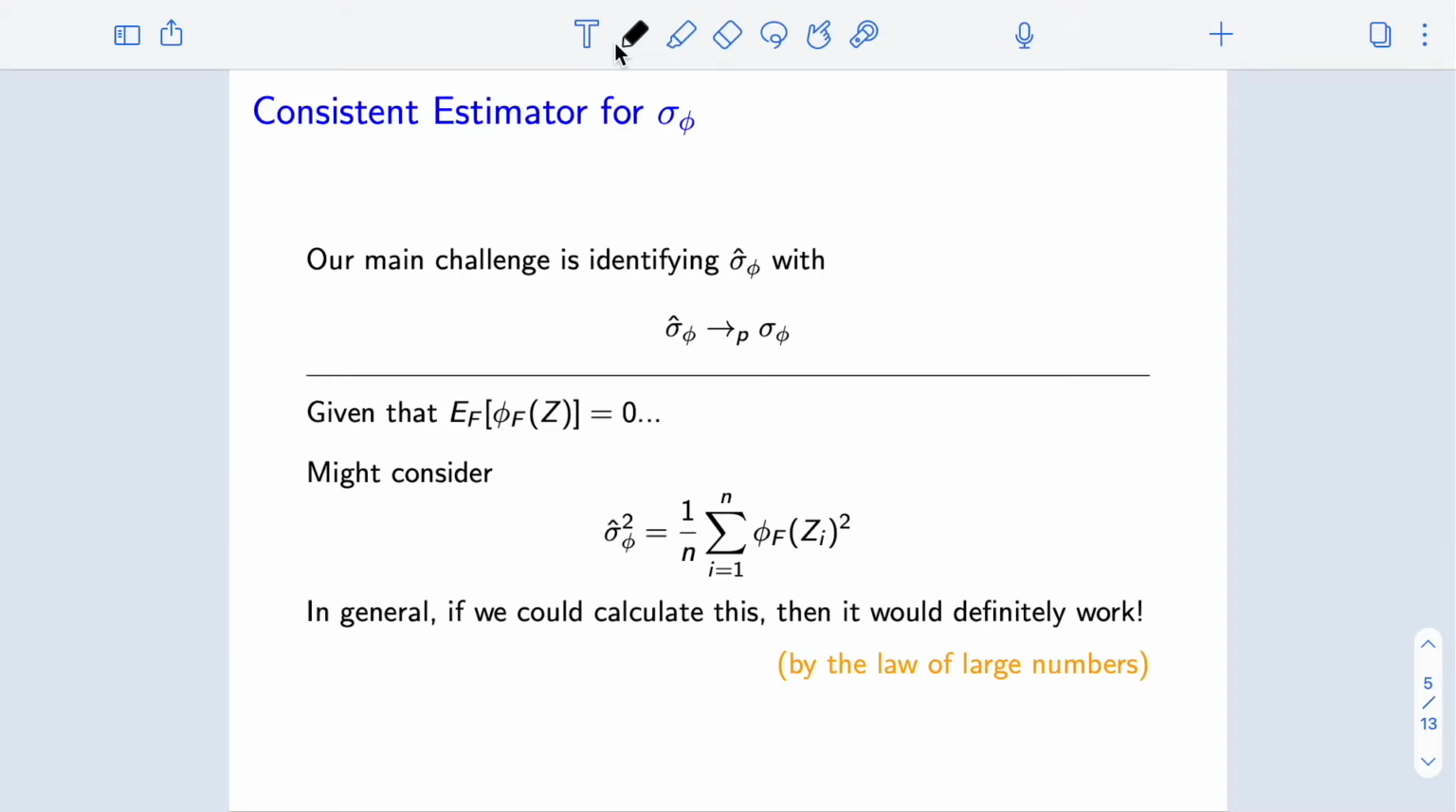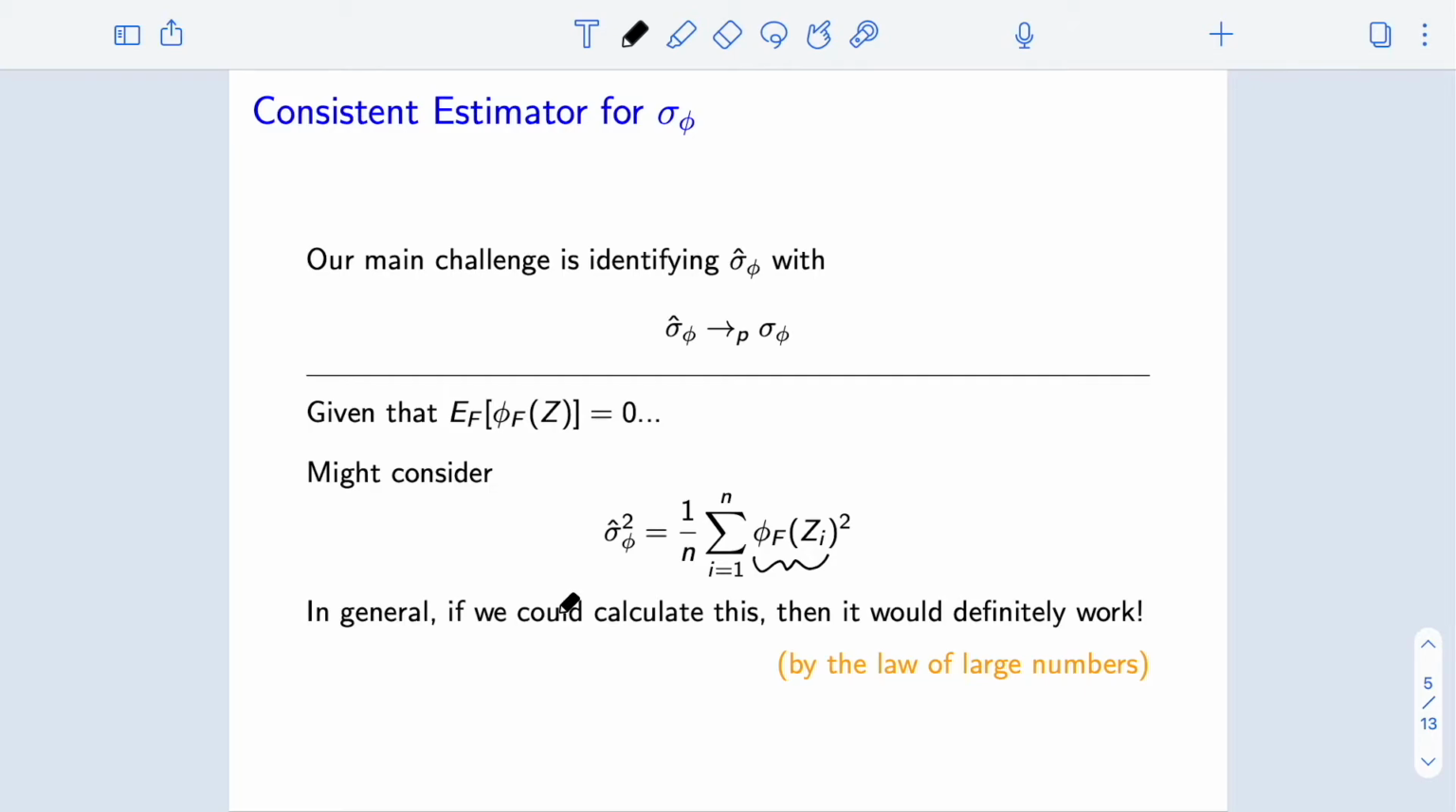So how might we think about estimating that variance of the influence function? Well, each of these phi of zi are independent and identically distributed, and in fact, we know they're mean zero, so we could use an empirical or sample variance estimator. We could take each of these, subtract off its mean, square it, and look at the average.